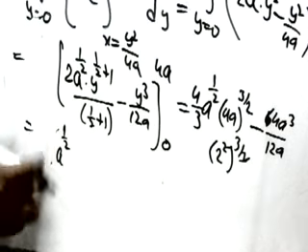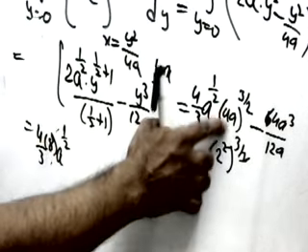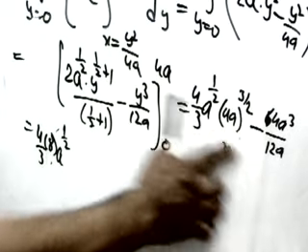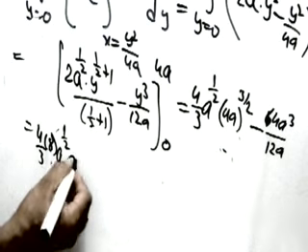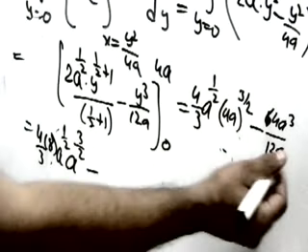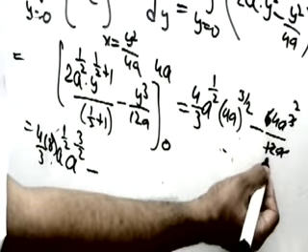So 4 into, I'll write clearly, 4 by 3 into 8. Once more, you see here, 4 can be written as 2 square. 2 2 will get cancelled. 4 cube is 8. Then what is left here? A power 3 by 2 minus. Now let me cancel this one. A will get cancelled, we get a square here.